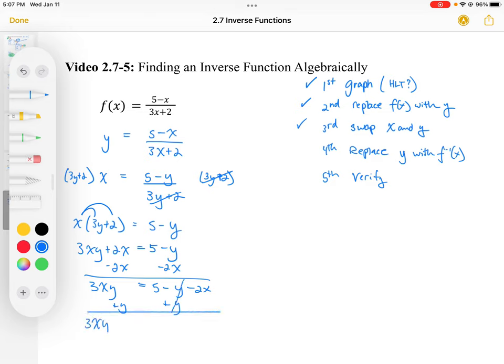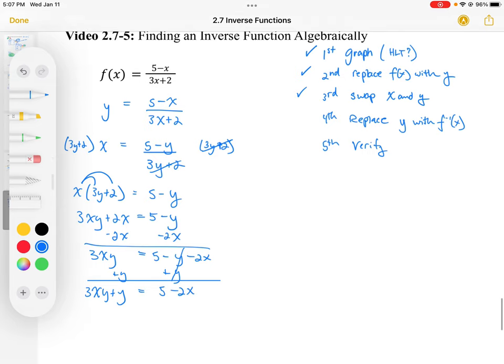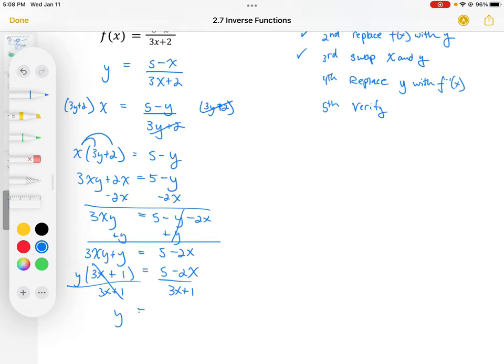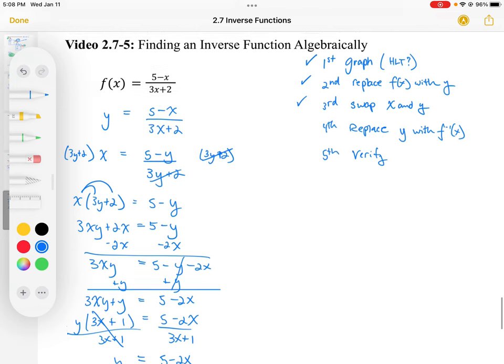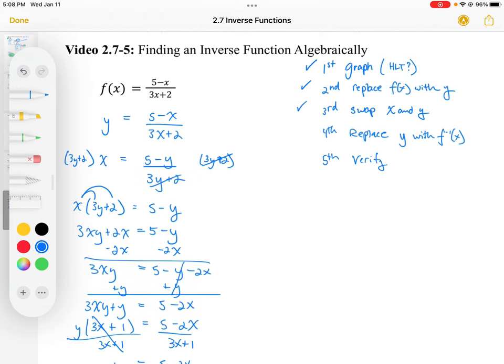So we have 3xy plus y on the left, 5 minus 2x on the right. I'm now going to factor y out as a greatest common factor. And now I'm going to divide both sides by 3x plus 1. And I have y equals (5 minus 2x) divided by (3x plus 1). So I'm done with step 3, which was swap x and y, and I really should add in here, and solve for y.